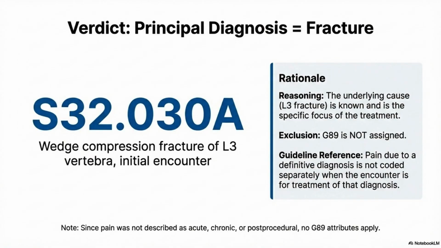We do not assign a G89 code because the pain is due to a known condition that is being treated directly. This follows the guideline. Pain due to a definitive diagnosis is not coded separately when the encounter is for treatment of that diagnosis.